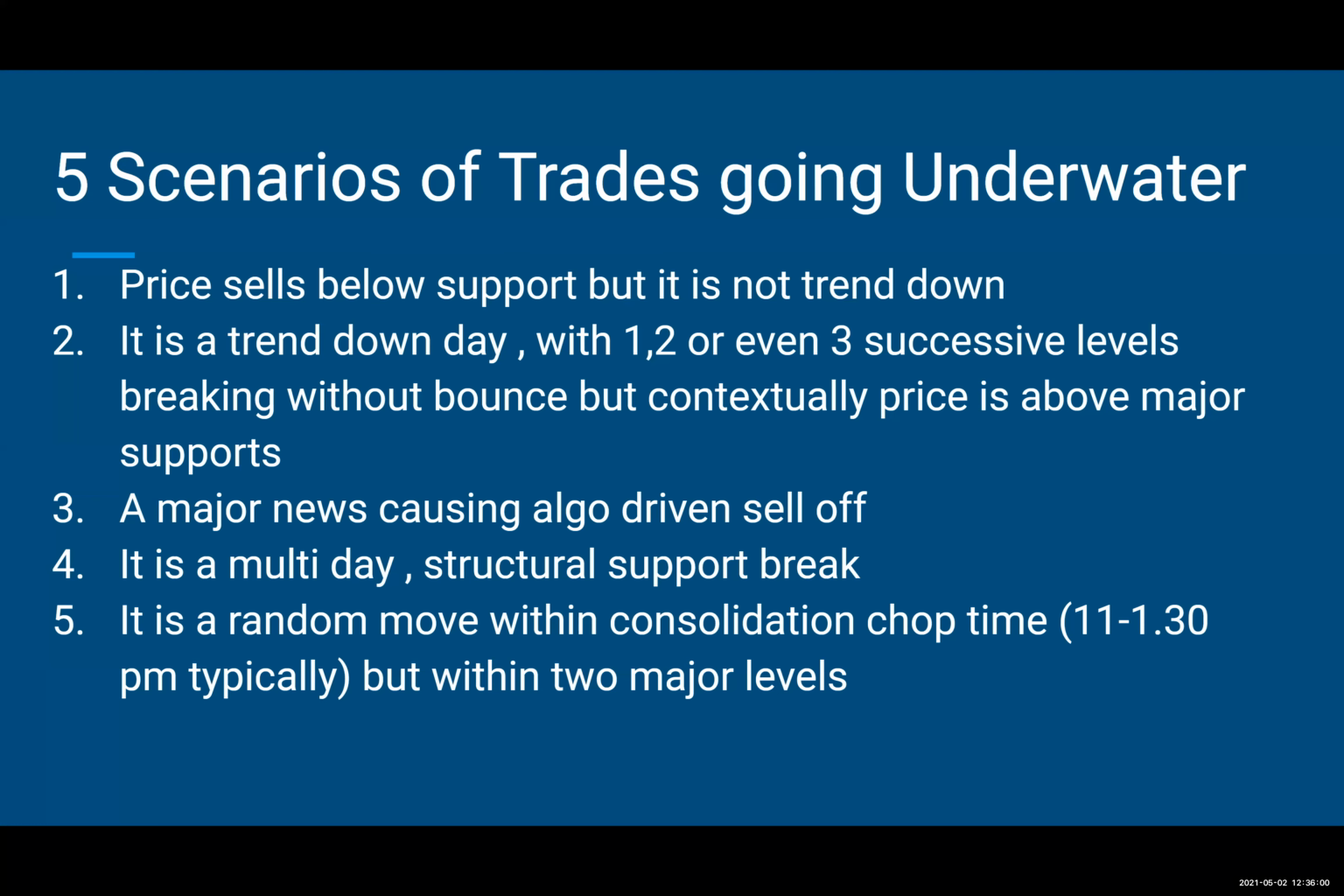And then the last one is a random move within a consolidation chop time. So the market moved up or down after opening, and then it came to 11, and then the move fizzles out. So let's just say it sold first, but it's fizzling out. And then between 11:30 and 1:30 p.m., there is a little bit of back and forth. The price basically stays between two of my minor levels, or between a major level and a minor level, and it just keeps chopping there, or between 2 or 3 maximum levels, but there is no strong force behind it. And then what is the risk of me going underwater much more?